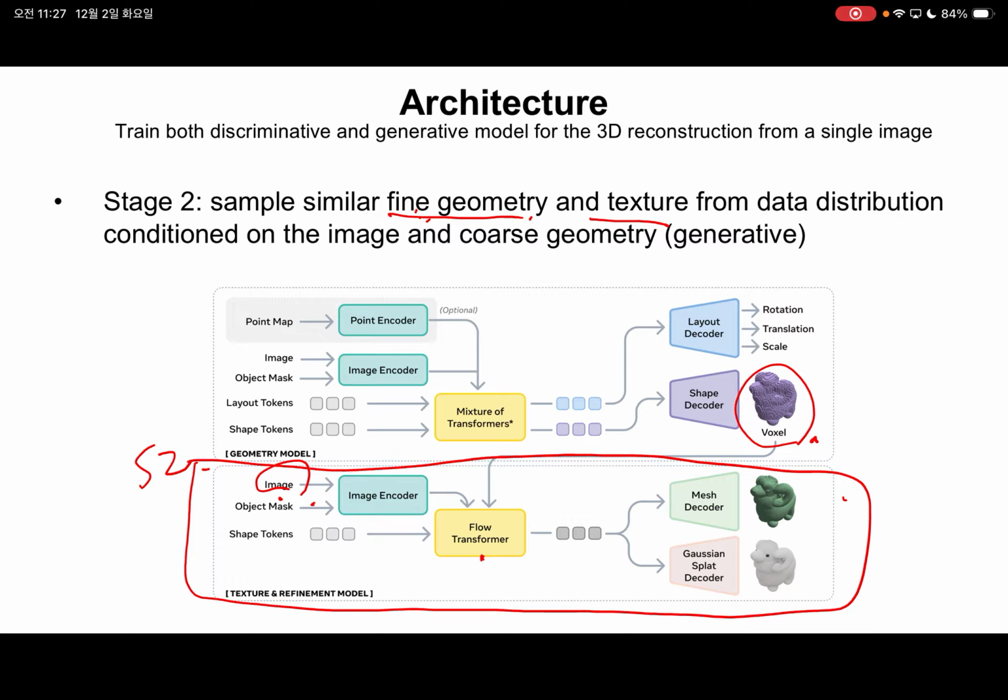That is the second stage. So there are two stages. First stage, image to voxel, a discriminative approach. There is no diffusion stuff at all, just directly regressing voxels. Second stage, use the voxels as an additional input along with the image, and condition on the image to reconstruct the voxels. It tries to sample detailed geometry and texture.